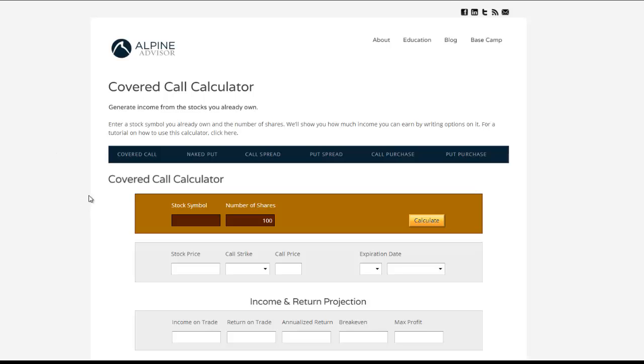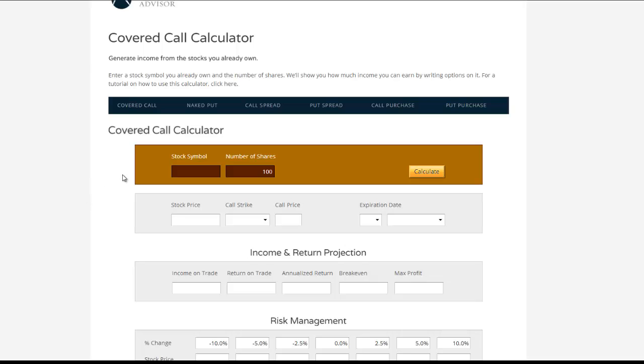The first thing that you're going to do is enter the stock symbol that you want to analyze in this calculator. Now, this calculator auto-populates everything down below it, which makes it really snazzy. You don't have to look up stock prices or option prices or anything like most of the calculators out there. It'll go grab it for you.